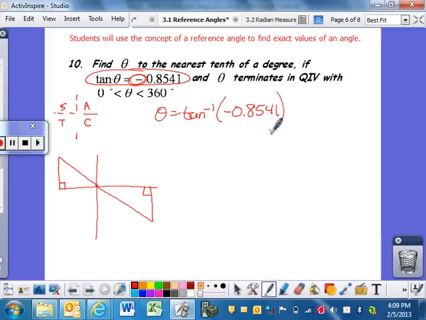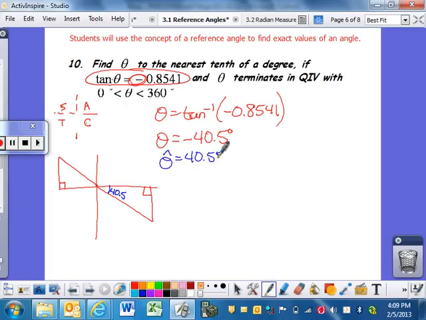So if you take tangent inverse of negative 0.8541, you're going to get theta equal to negative 40.5 degrees. Now once again, just like the last problem, this negative sign is referring to putting this on the graph. So that's just saying I'm going 40.5 degrees down. So my reference angle is technically a positive 40.5.